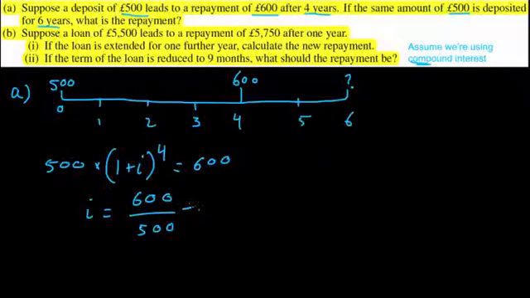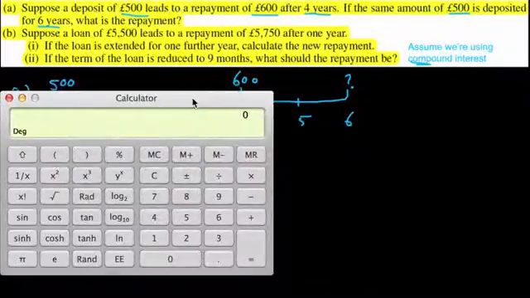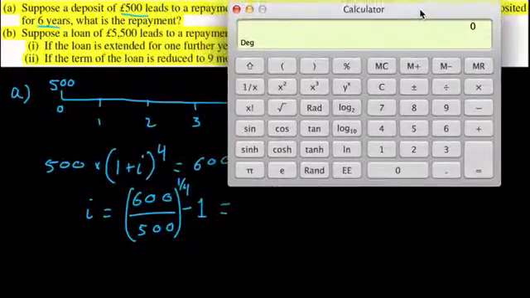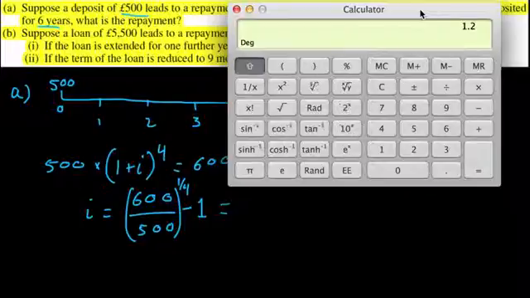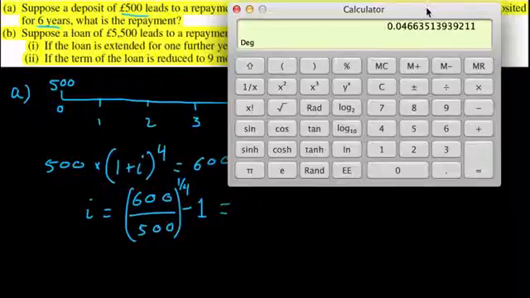Then we'll put it to the power of a quarter to get rid of this power of 4. Then we'll minus that 1 inside there, and that's going to give us I. So the answer to that, using the calculator: 600 divided by 500 is that, to the power of 0.25, which is a quarter, is that, minus 1. So the interest rate is 4.66%.